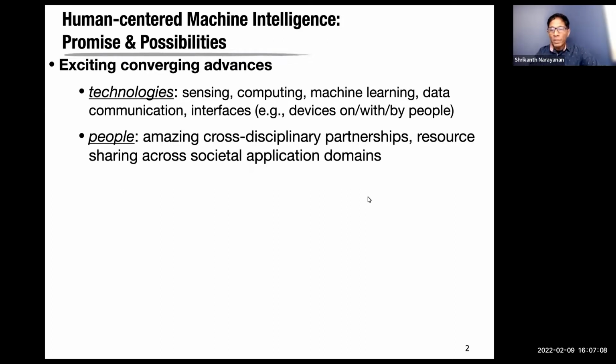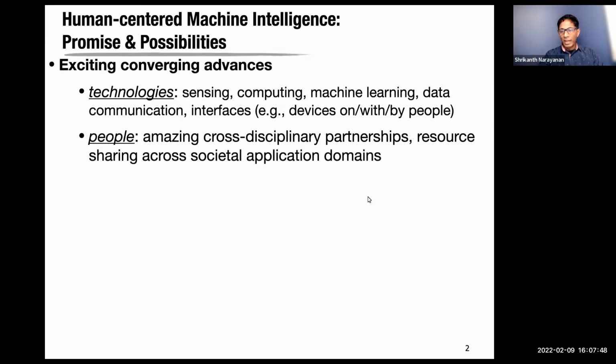This promise and these possibilities are made possible by a couple of converging advances. One is on the technology front, across the ecosystem: the ability to gather data, like sensing, say with devices on people, with people, and also sensing by people, using all kinds of human computing that goes on, crowdsourcing, for example.